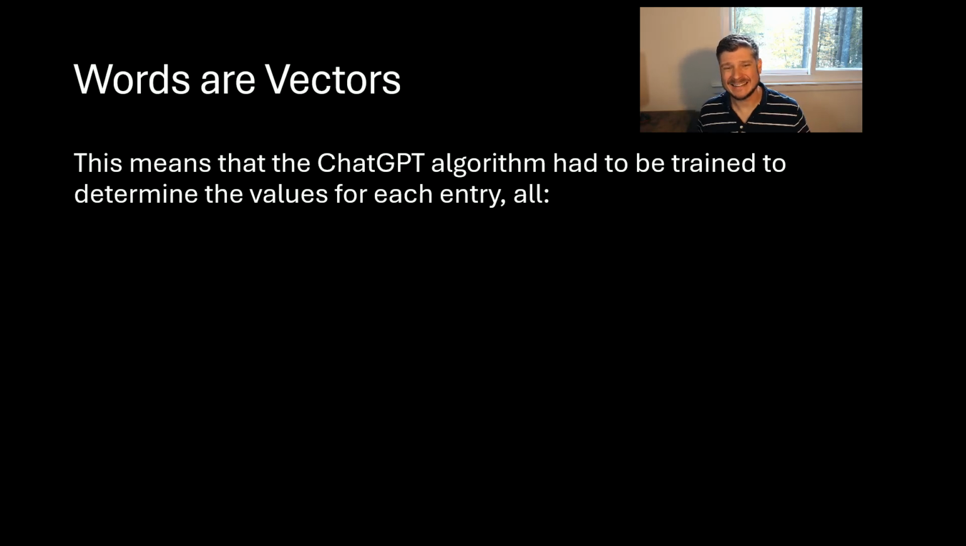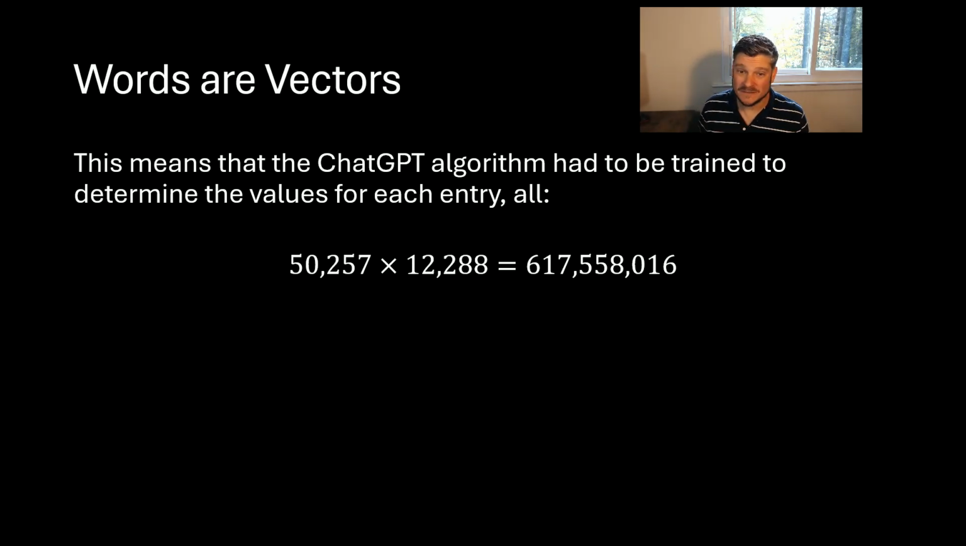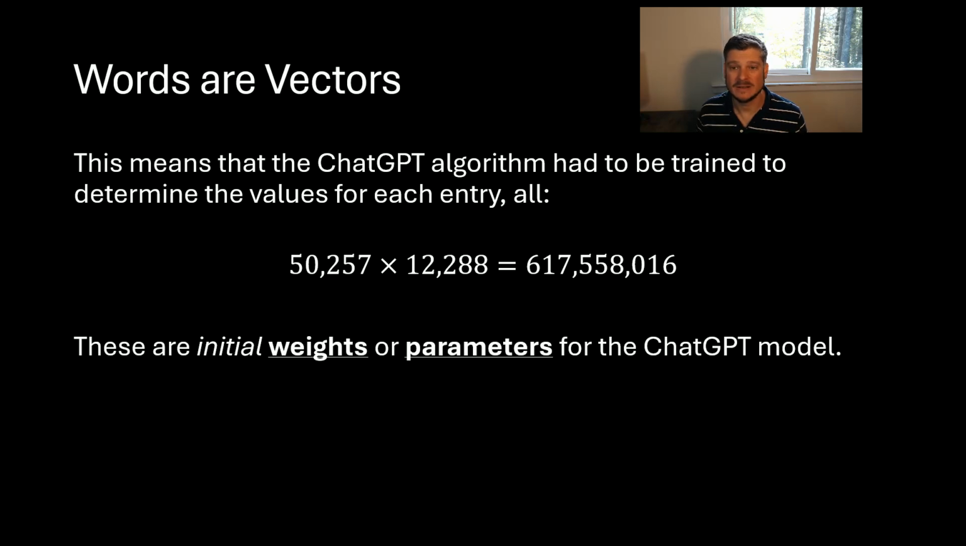Now, that means that the ChatGPT algorithm has to be trained for every single weight, or every single value in that matrix. That means all 50,257 times 12,288 entries, which is a total of 617,558,016 different entries just in that one embedding matrix. So over 617 million just to find the initial weights or parameters for the ChatGPT model dictionary.